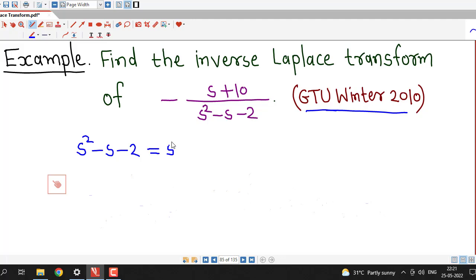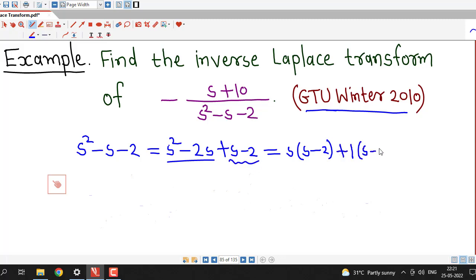This we can rewrite: the middle term is minus s, which I can rewrite as minus 2s plus s, and we can take s common from the first two terms. So s common, and we are left with s minus 2, and the remaining terms we can rewrite as 1 into s minus 2. Now again we can take s minus 2 common, and we are left with another linear factor, s plus 1. So it is possible to write this quadratic factor as a product of two linear factors, s minus 2 and s plus 1.